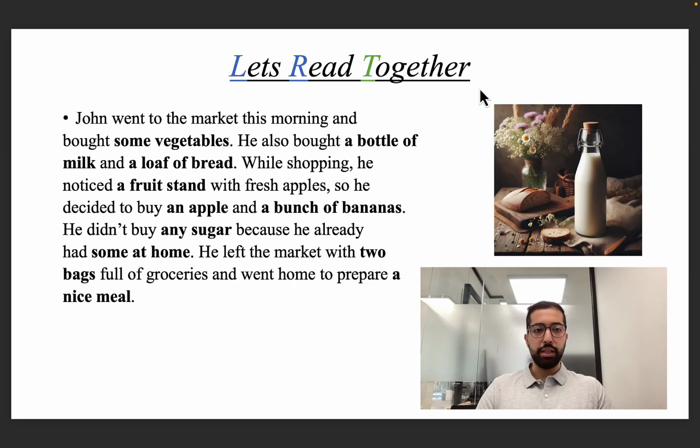Let's read this text together. John went to the market this morning and bought some vegetables. Some. He also bought a bottle of milk and a loaf of bread. A bottle of, a loaf of. While shopping, he noticed a fruit stand with fresh apples, so he decided to buy an apple and a bunch of bananas. He didn't buy any sugar because he already had some at home. He left the market with 2 bags full of groceries and went home to prepare a nice meal.